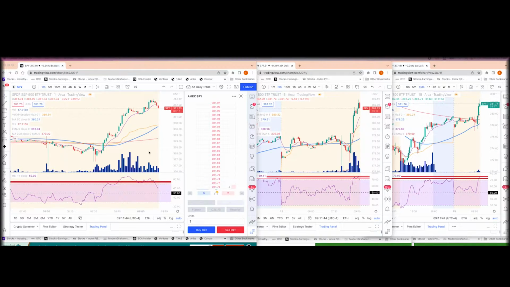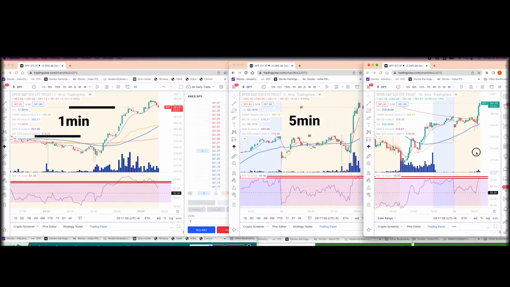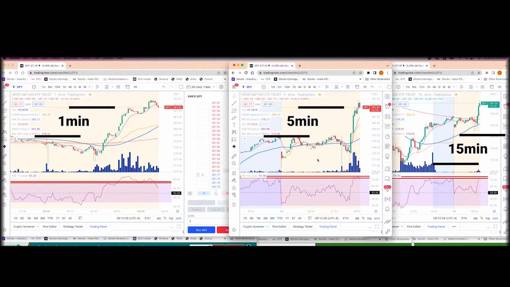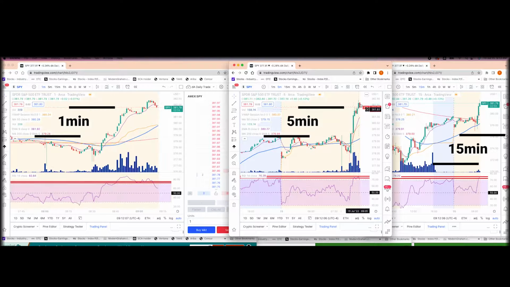For example, here on the 1 minute chart, we see that the SPY looks like it's trending nicely since 8:31 a.m. But that's only on the 1 minute. I like to use the 5 minute and the 15 minute to gradually pull out further to get a better sense of the overall picture. And you can see here on the 5 minute, that same trend going up.